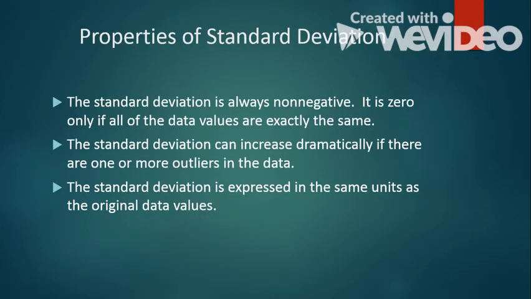The standard deviation is always non-negative. It is zero only if all of the data values are exactly the same. The standard deviation can increase dramatically if there are one or more outliers in the data.